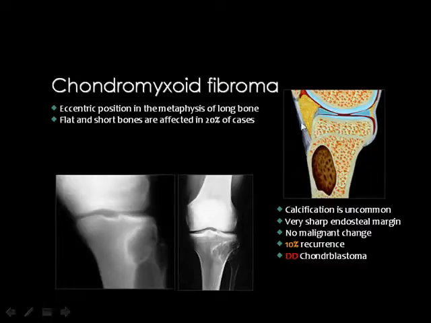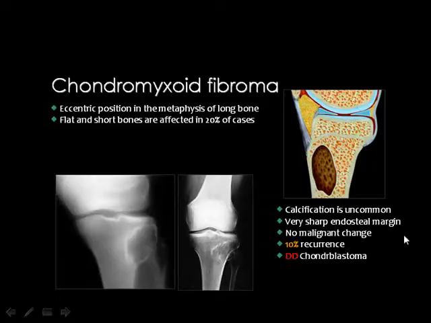Then this is a benign lesion, which is the chondromyxoid fibroma. If it occurred like this, you can spot the lesion. What is this appearance? It is an eccentric position in the metaphysis of the long bone after epiphyseal closure. This lesion does not reach the articular cartilage so that you can differentiate it from the giant cell tumor, and it may affect the flat bones. Calcification is not common, but you may see some calcium, and you see a very sharp endosteal margin. The margin is very clear, especially if you perform a tomographic section.